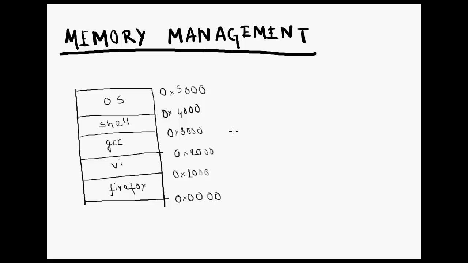If some malicious program is running in Firefox and it wants to write to some address like 0x4050, then it can potentially corrupt the operating system code and all kinds of bad things can happen in the system. We don't want that. Protection is the second problem. Is there any other problem?